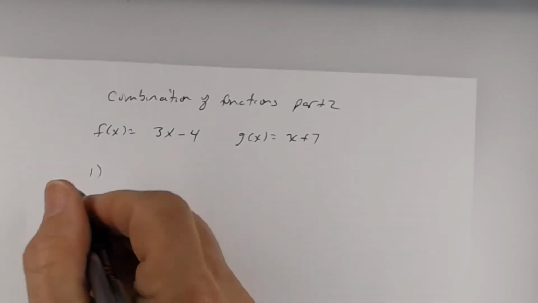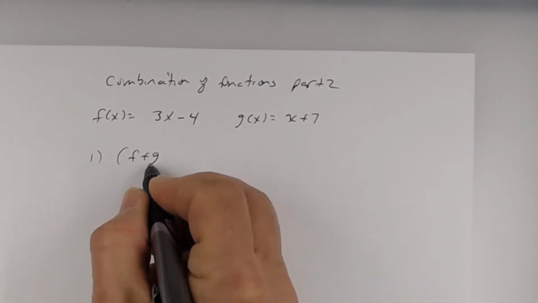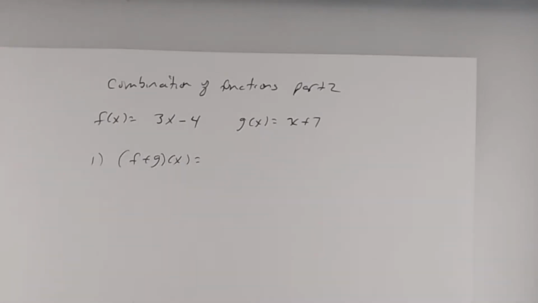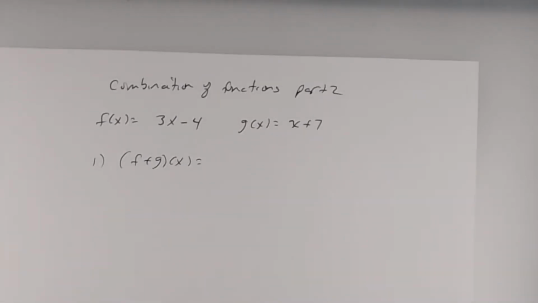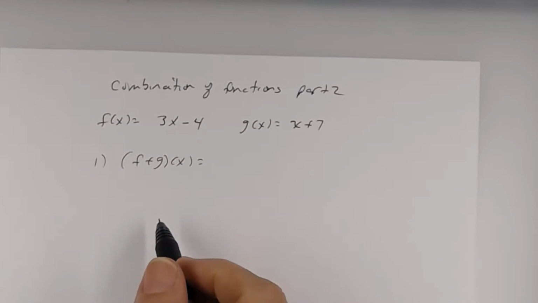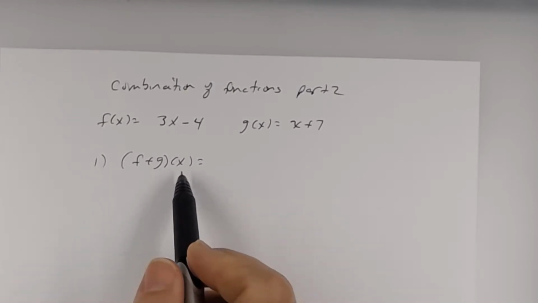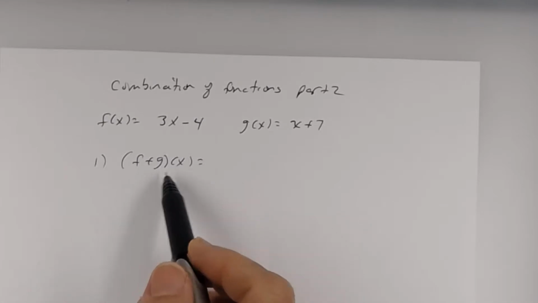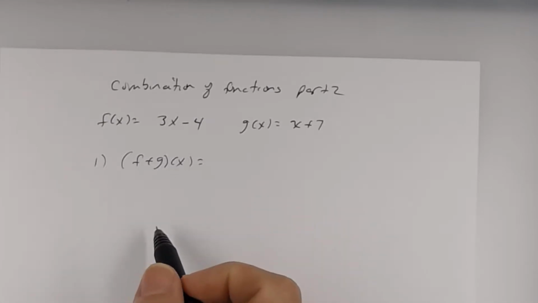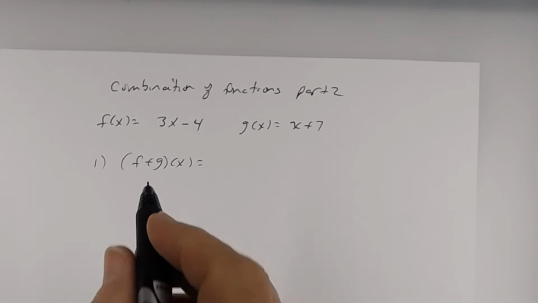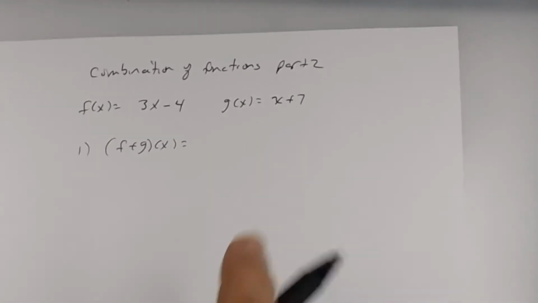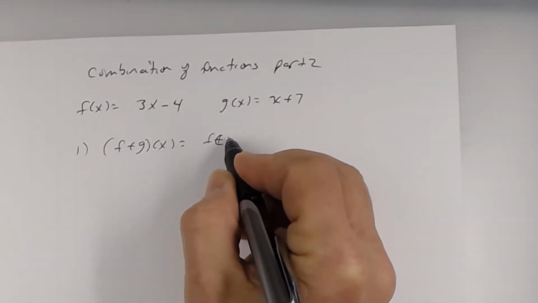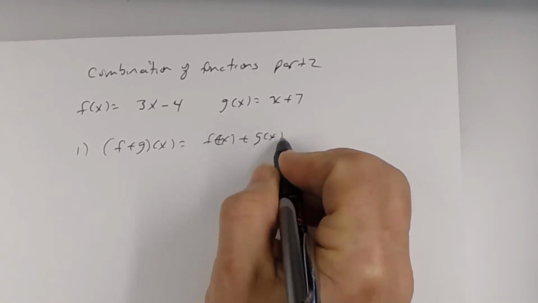Number one, what would f plus g at x equal? Notice in the previous lesson, you did this. You found f plus g at 5, let's say. But I just want to know, evaluated at x, what that equals. By definition, what is that? F of x plus g of x.